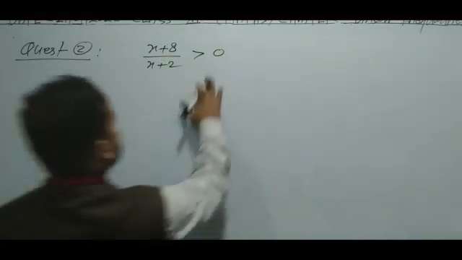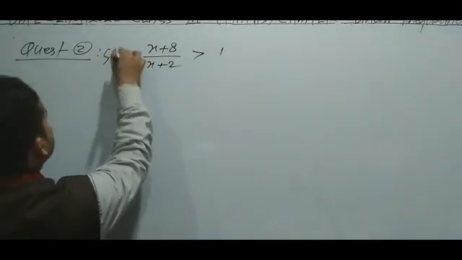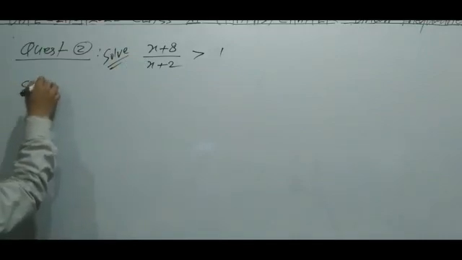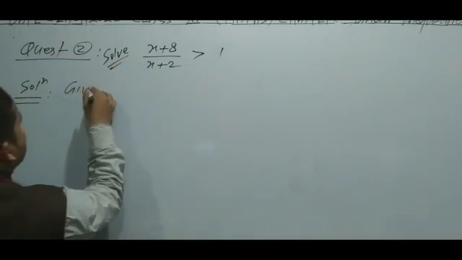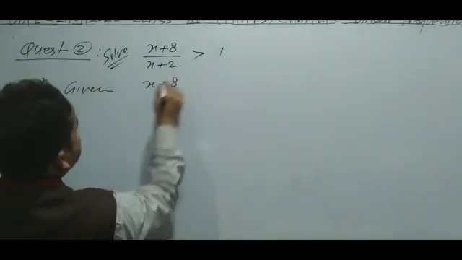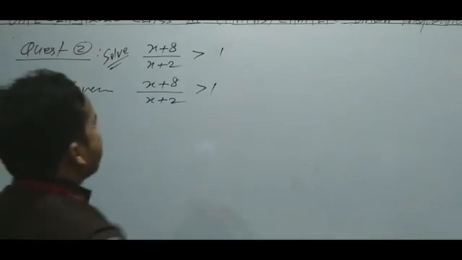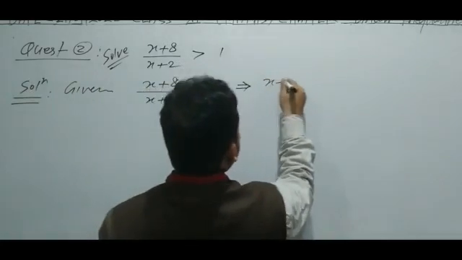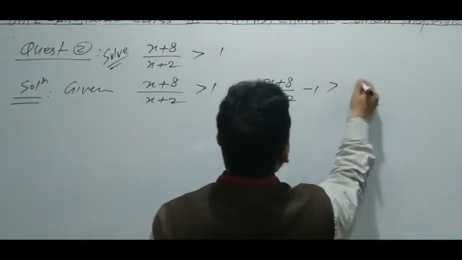Greater than 1, not greater than 0. So this is greater than 1. We have to solve. Now see the solution. Given x plus 8 upon x plus 2 is greater than 1. Now we can write x plus 8 upon x plus 2 minus 1 is greater than 0.